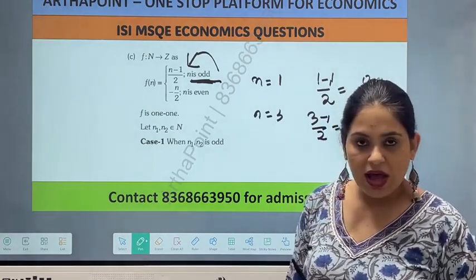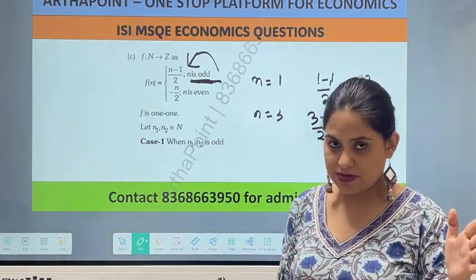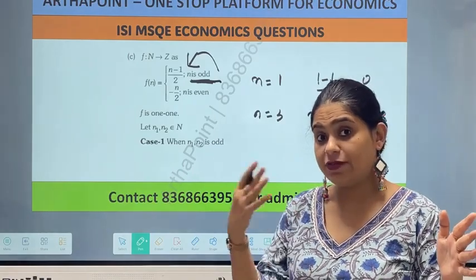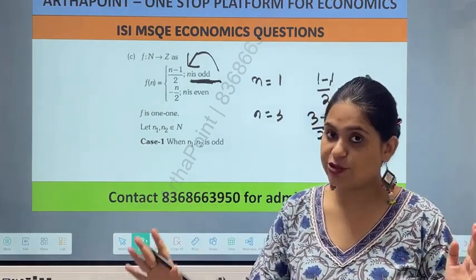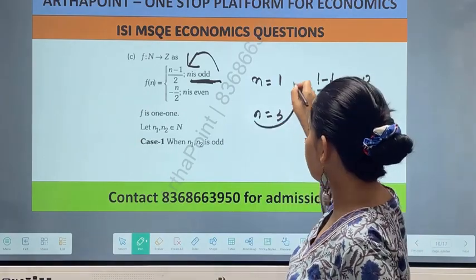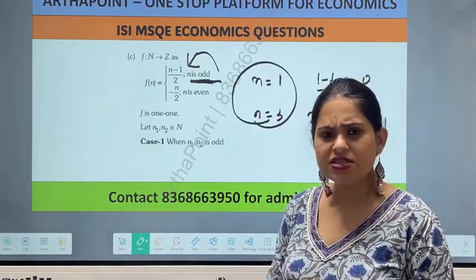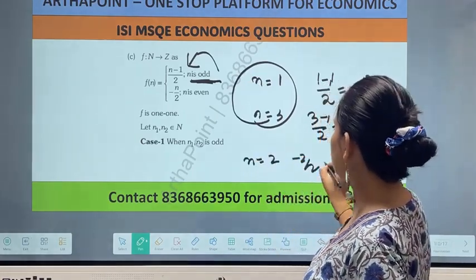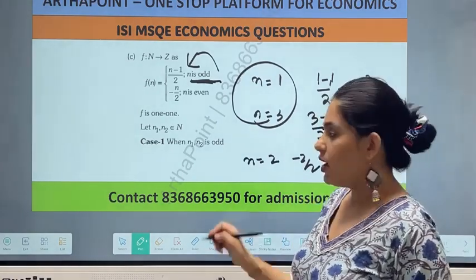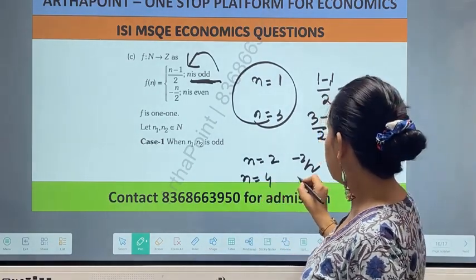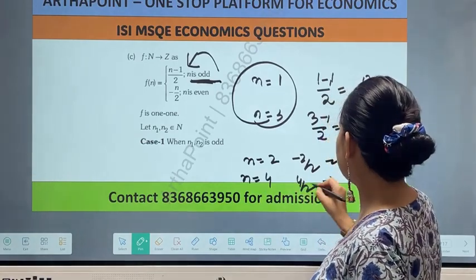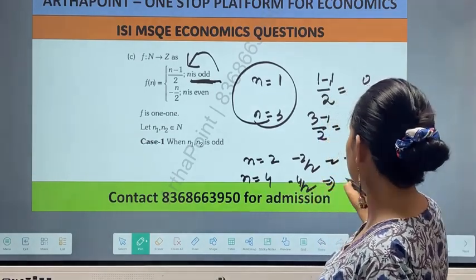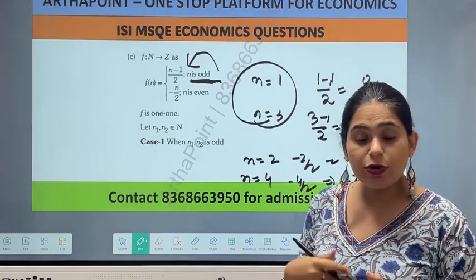This is when n is odd. Same, try for even. I put n as 2, I will get minus 2 by 2, which means minus 1. I put n as 4. I get minus 4 by 2, which means minus 2. So I put different values of n and I am getting different answers. This should hint you something. Now let's see this proof.